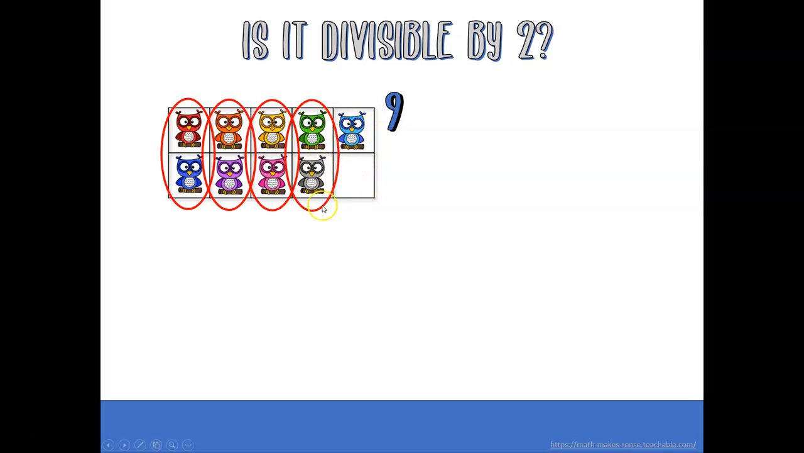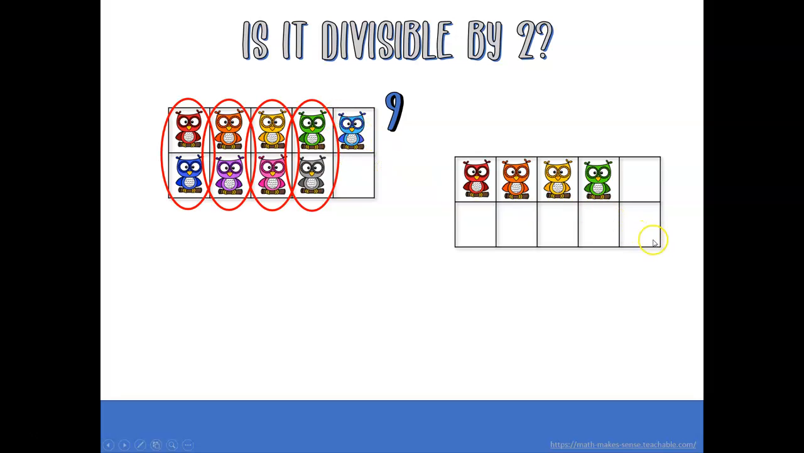So we're not looking for an answer here. We're looking to see, is it evenly divisible, or are there leftover pieces? Okay, just a yes or no question, not a numerical answer. Okay, so this one is no. That is not evenly divisible by 2 because you can't break it up into even groups. There's an extra one left over.